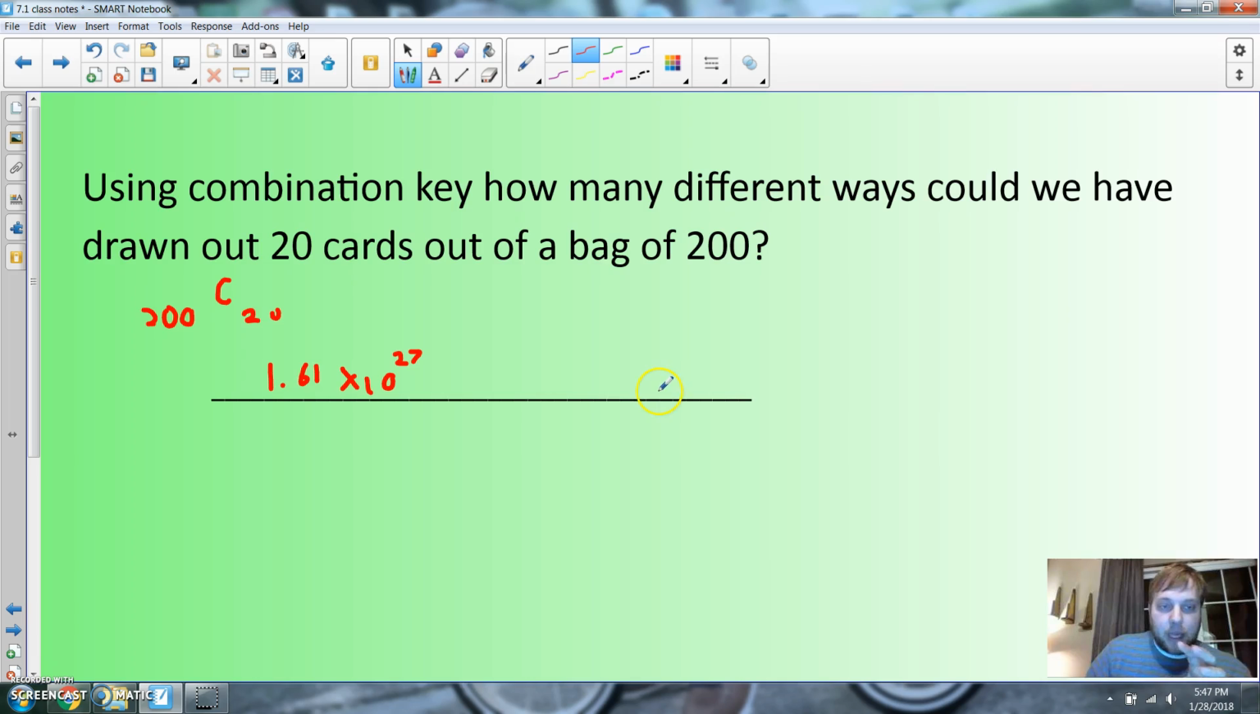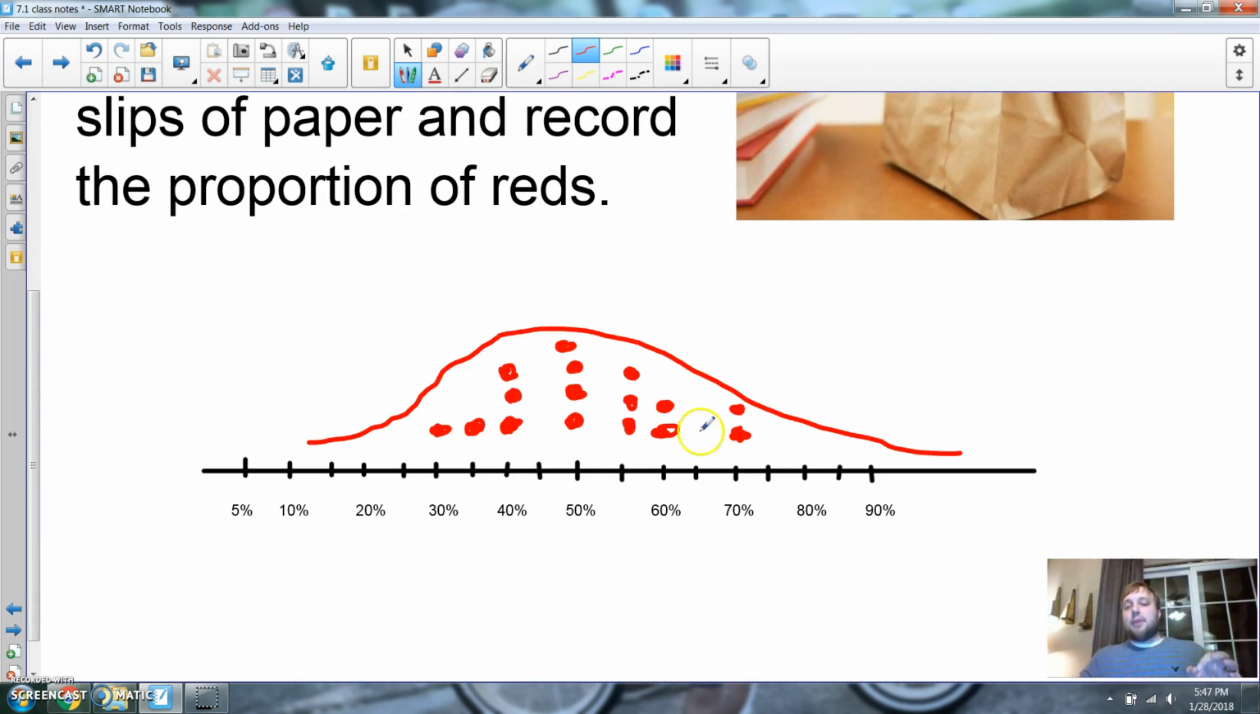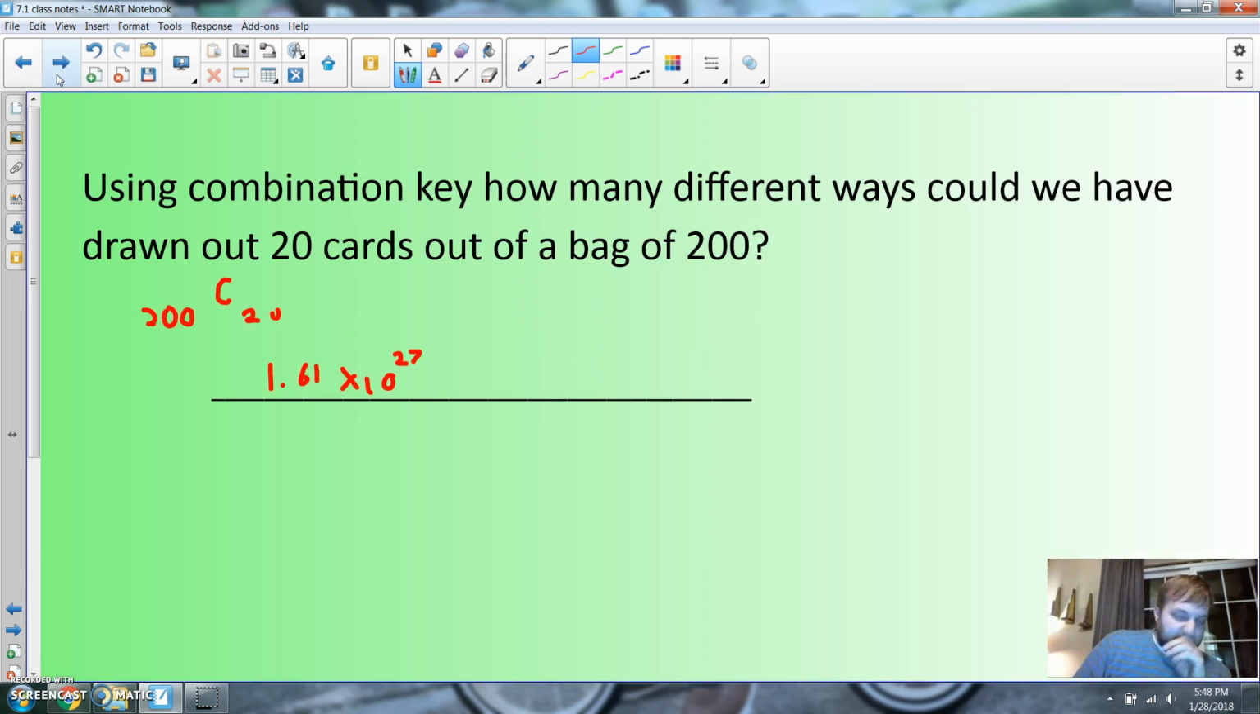Holy moly. So how many different dots are there under this curve? There's that many ways it could happen. I don't even know what the number would be. There's that many dots that could form underneath this curve. Now, we only got like 12 or 20, depending on our class, but there's a ton of ways it could happen. By the way, we always put the cards back into the bag before somebody else pulled 20 more out, because otherwise we keep doing that.